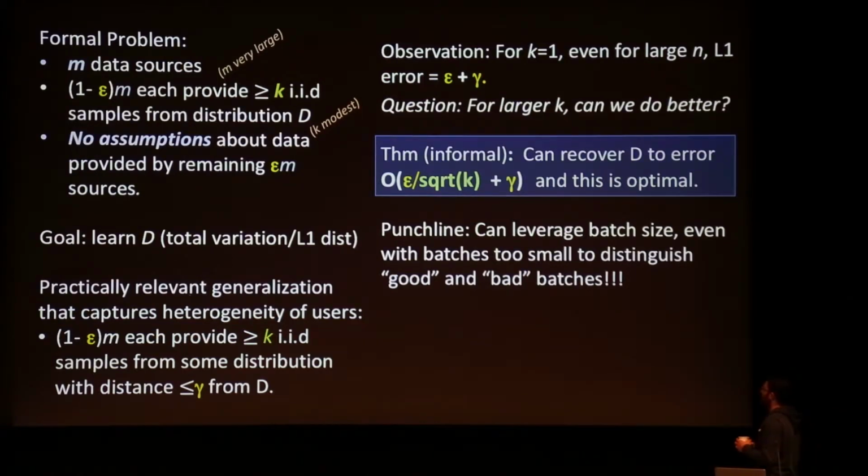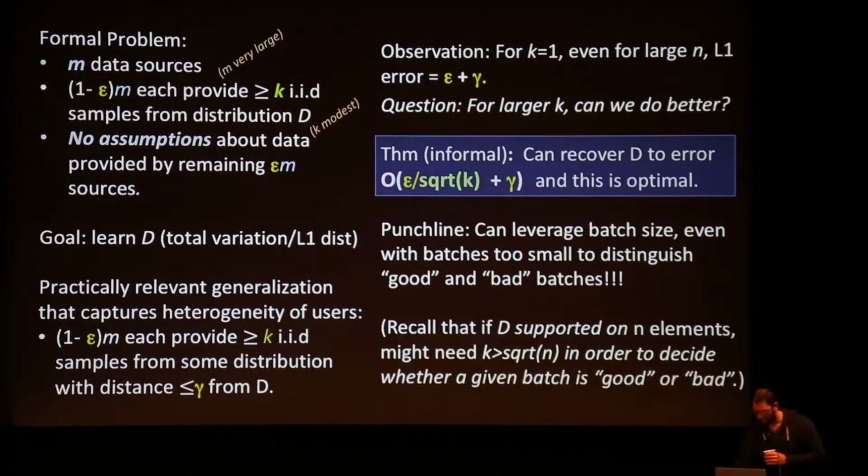Okay, so the theorem, informally, and we'll give the formal version in a second, is that as your batch size k increases, the error decreases as epsilon over square root of k. And then, of course, in the case where all the good people have different distributions, you need to pay your additive gamma. So the error of recovery decreases as the square root of the batch size.